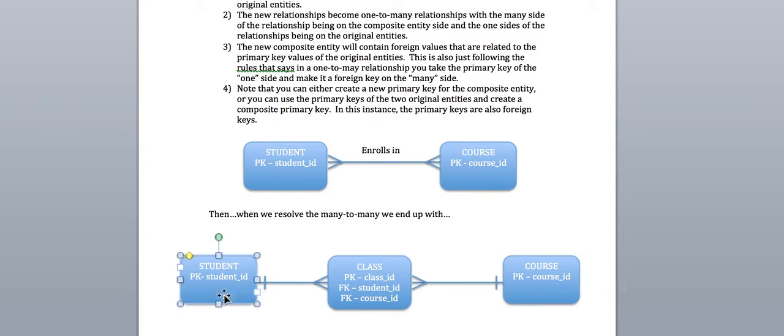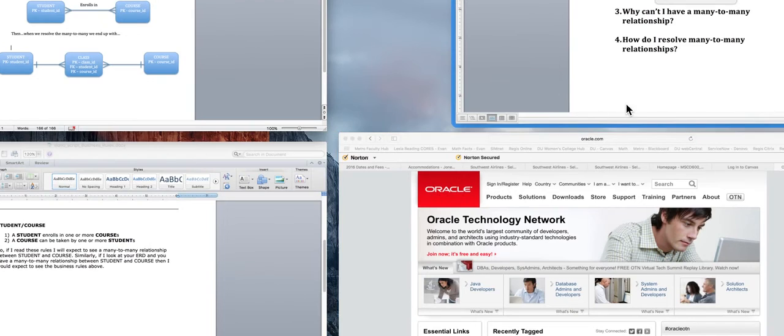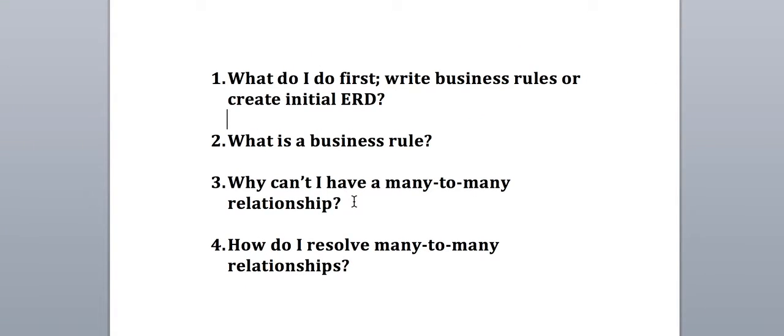The student, same thing. Student information is going to be like name, address, date of birth, things that are specific to the student, but the actual student taking a class doesn't happen until course and student come together in this bridge entity. Okay, so that answers why we can't have a many-to-many and how we resolve many-to-many relationships.